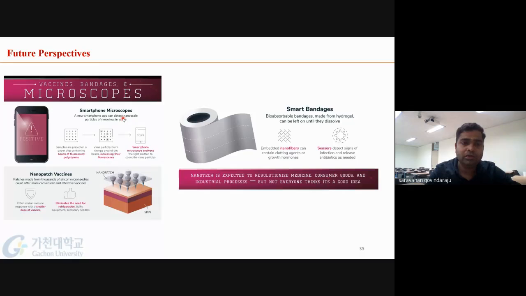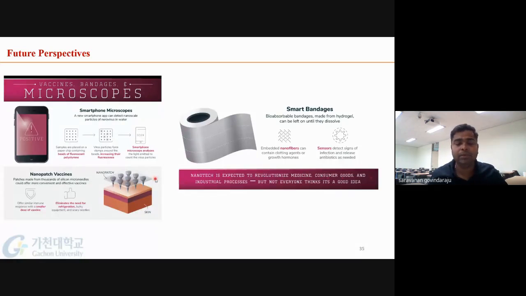By using smartphone microscopes, people are now using nano patches. The nano patch is nothing but a silicon based nano needle. In that needle, people are loading the drug. Many things are possible here. They can set a time on a device to release the drug, or it can release the drug at one time. We can analyze the drug release using our mobile smartphones.